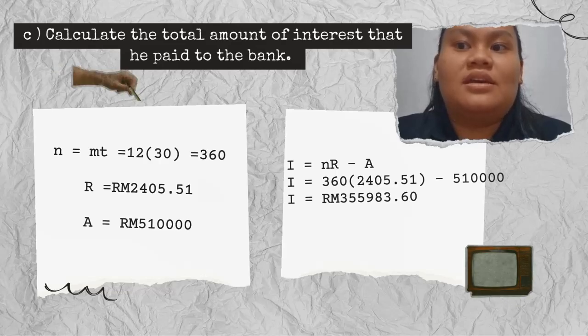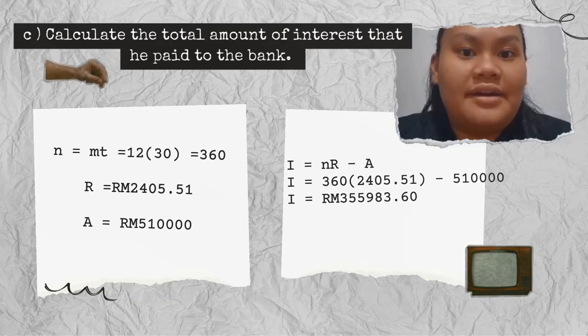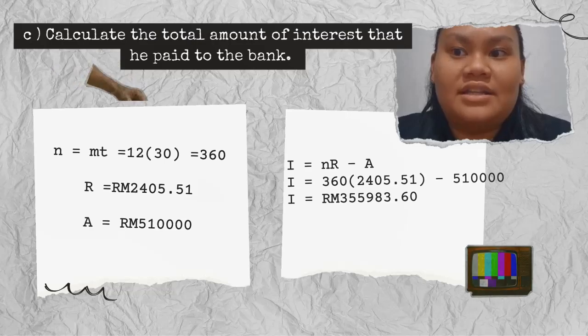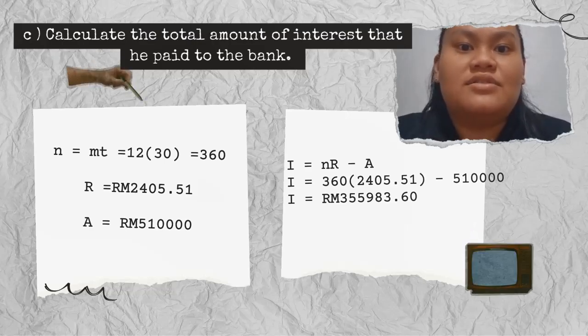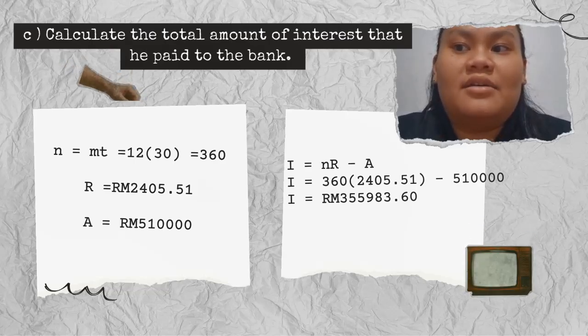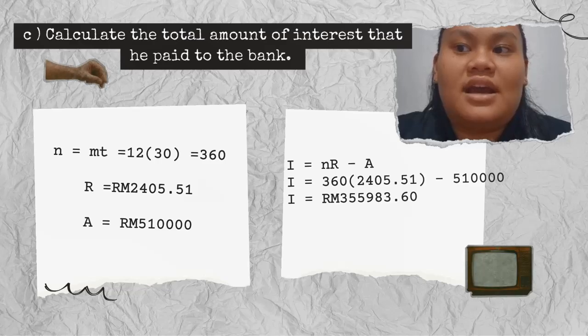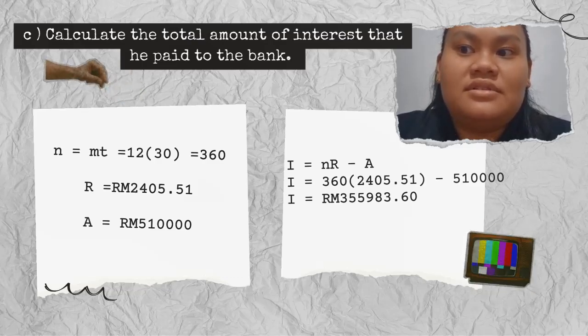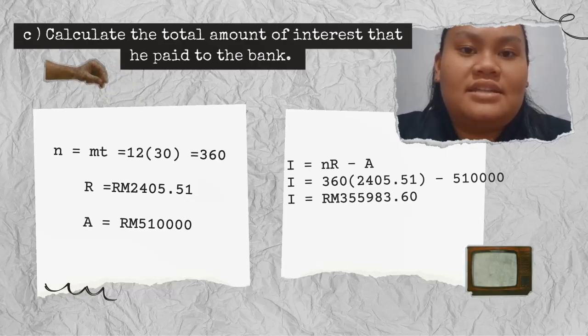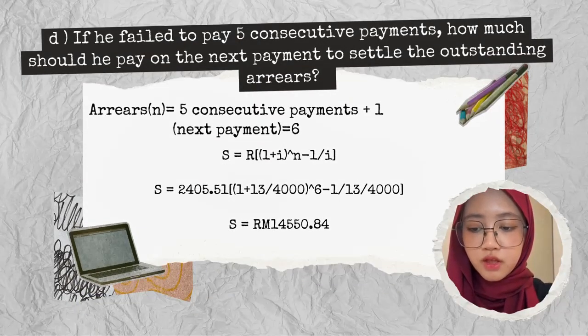For C, calculate the total amount of interest that he paid to the bank. N equals MT equals 12 times 30 equals 360, R is 2,405.51 and A equals 510,000. The formula for question C is I equals NR minus A. N is 360, R is 2,405.51, minus A is 510,000, and the answer for I is 356,983.60.